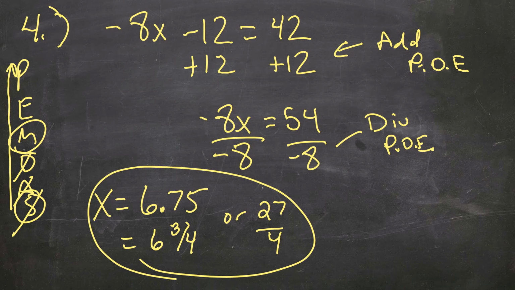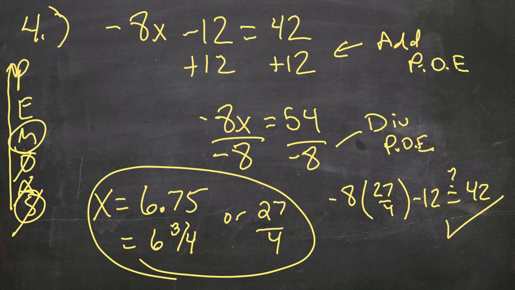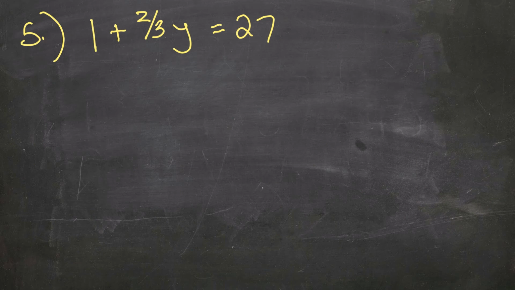Now you're going to check your work. Negative 8 times 27 over 4 minus 12. Does that equal 42? It's good to go. Alright, that's it. Moving on.